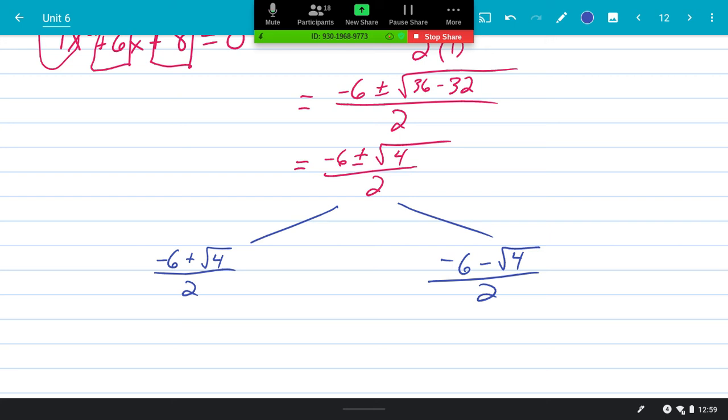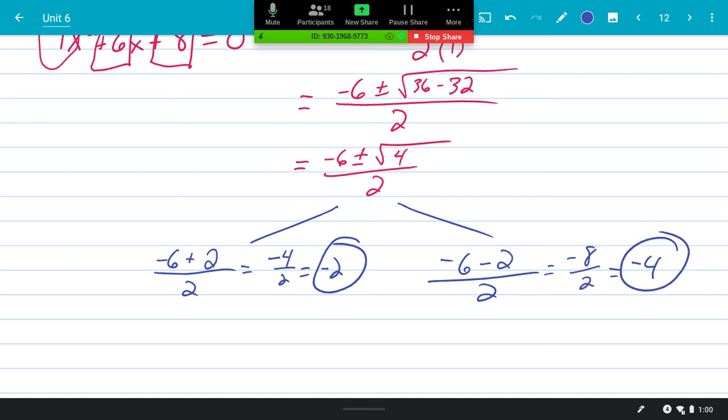Who can tell me what's the square root of 4? Wow, everybody's so quick. The square root of 4 is 2. Okay, so let me replace that. The square root of 4 is 2 in both of those cases. Okay. So now think of it like this. Negative 6 plus 2 is a negative 4 divided by 2, which is a negative 2. So there's one of my solutions. And then negative 6 minus 2 is a negative 8. Negative 8 divided by 2 is a negative 4. And there are my two solutions, or x-intercepts.